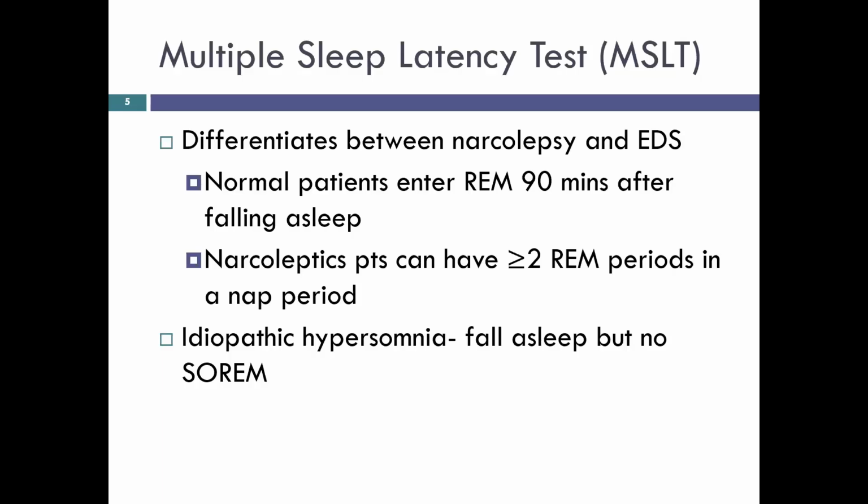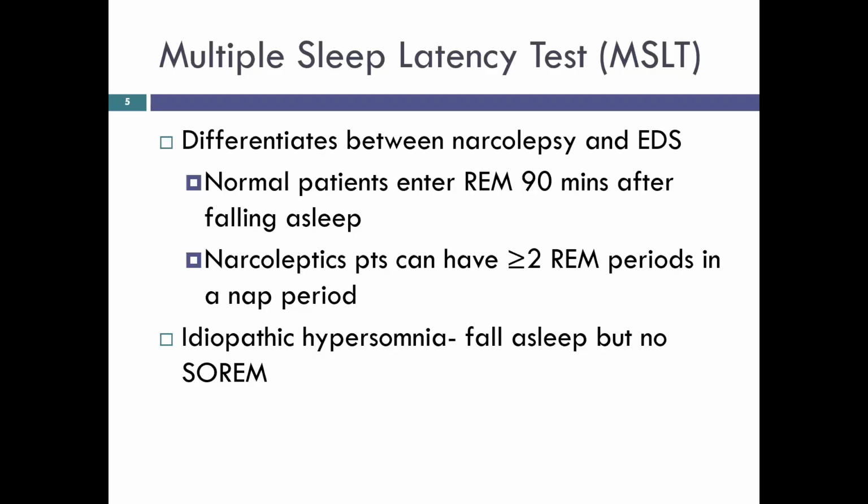How quickly did they get into REM on the overnight as well? If they are really tired, meaning the average that they fall asleep is quite quick over the course of the 5 naps, but they didn't get into REM, that means they most likely don't have narcolepsy. But they are pathologically sleepy. And so the diagnosis given would be idiopathic hypersomnia. Idiopathic meaning we don't know why.